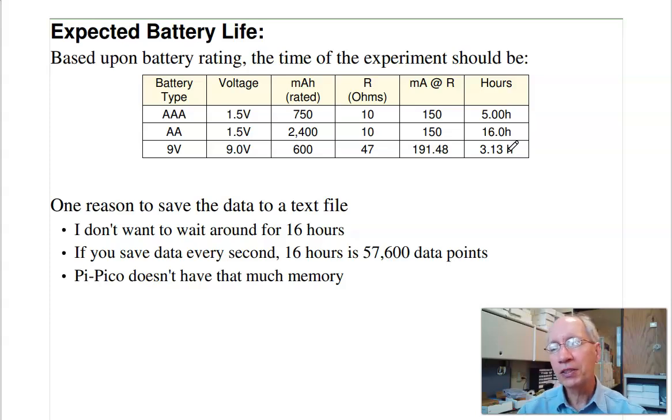This is one of the reasons to use a text file. I don't really want to sit around for 16 hours collecting data. Well, the Pi Pico will do it all for me. Also, you can get a lot of data. If I record data every second for 16 hours, that's 57,000 data points. The Pi Pico only has 256K of RAM, so you can quickly use that up. Maybe saving data every second isn't necessary. Might save it every 10 seconds or 20 seconds.